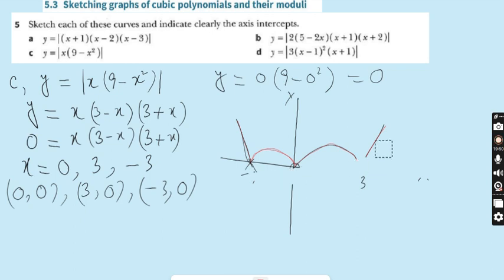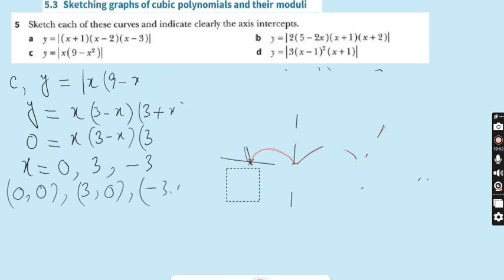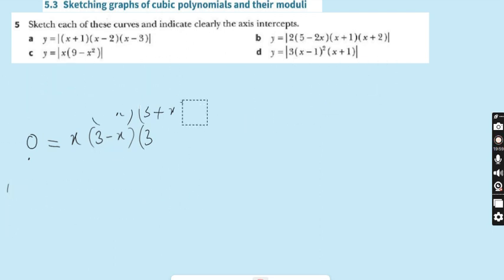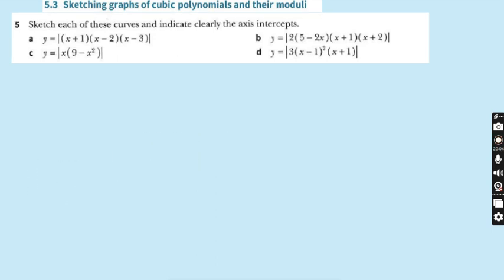Move to part D, which is the last part of question number 5. So a very easy exercise, you can see. Part D is y equals 3 x minus 1 square x plus 1, modulus.